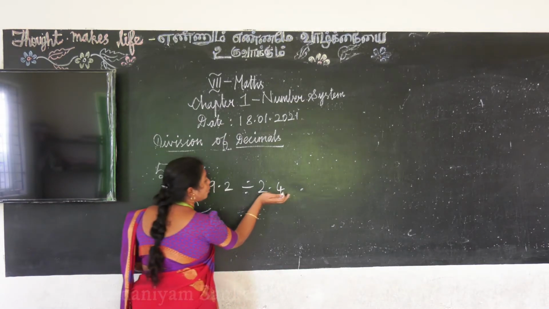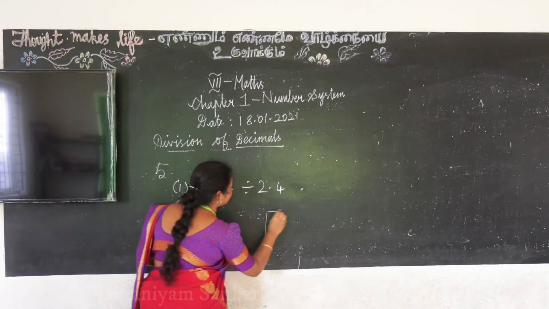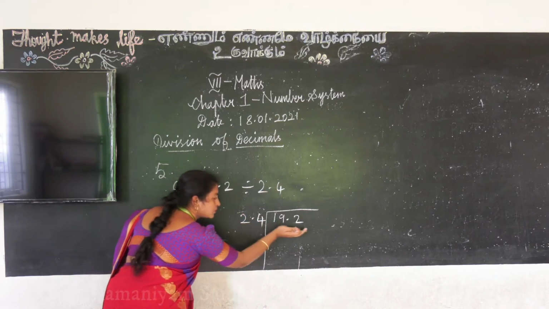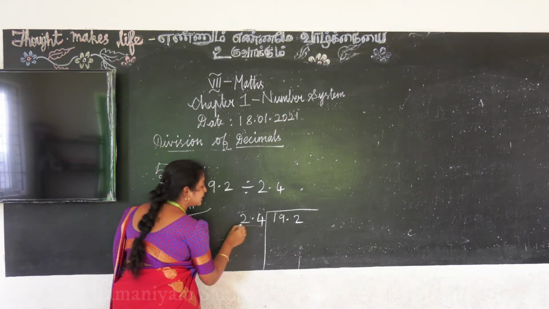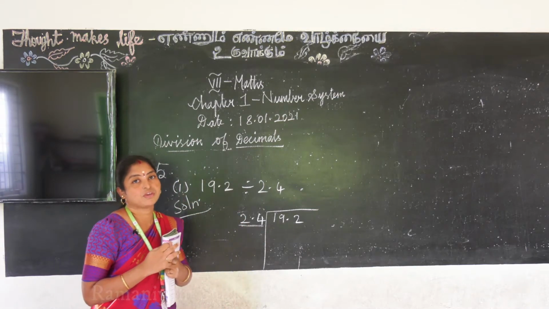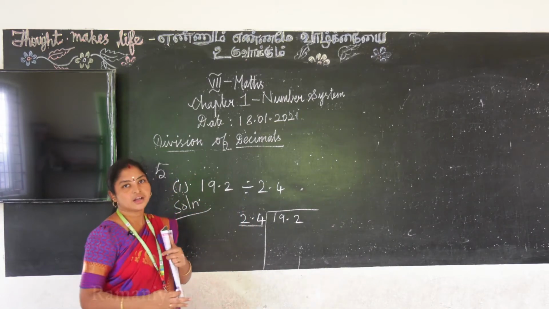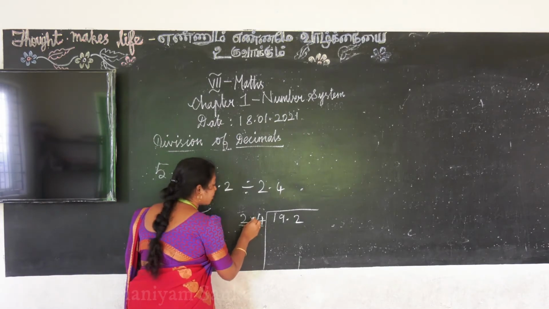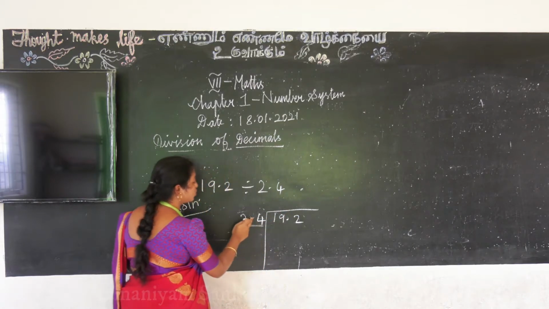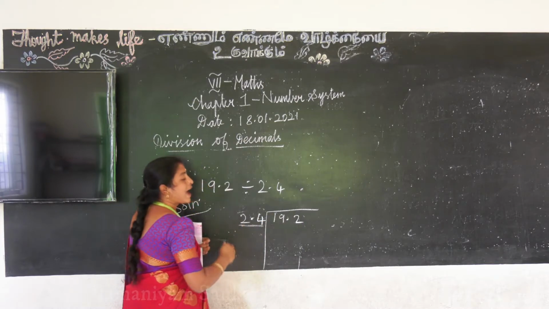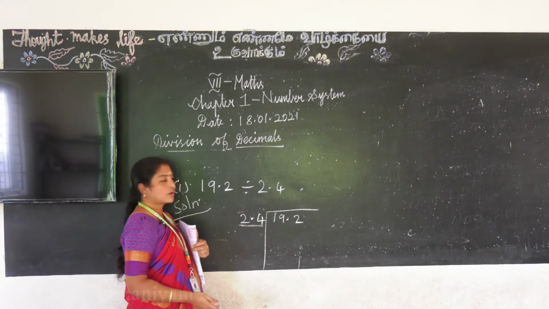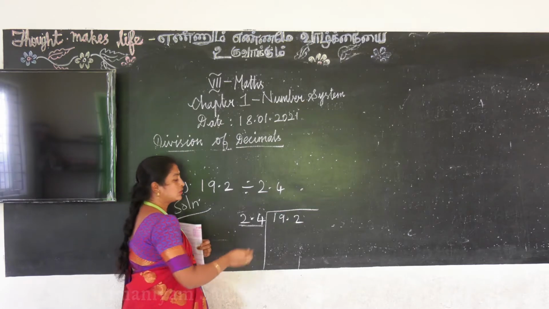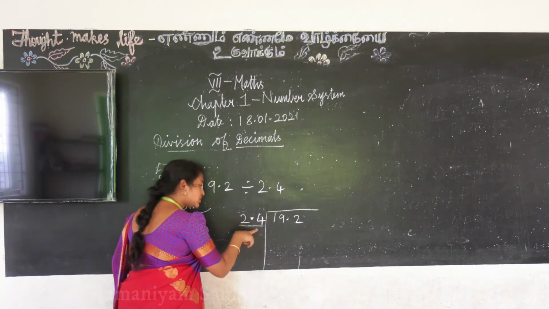See, we have to bring the divisor, ma'am. This is the dividend, 19.2, and next 2.4 is the divisor, isn't it? We have to bring the divisor as a whole number. How do you bring the divisor to a whole number? We have to move the decimal point towards the right side until we get a whole number. We have to move the decimal point for both the divisor and the dividend.